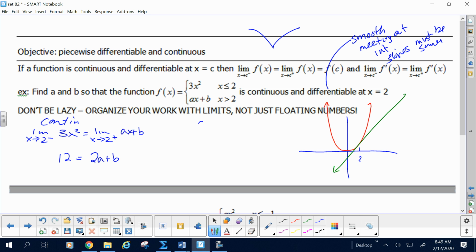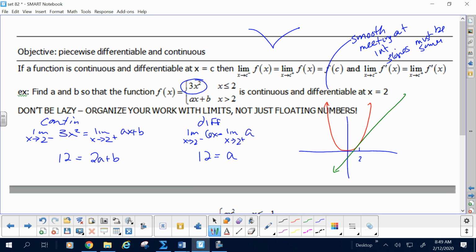Now, at that point, I don't have anything more to do, so I need to gather more information. For the differentiability part, I need their derivatives to match as you approach 2. So, the slope from the left. What's the derivative on the left? 6x. It needs to match the slope from the right. What's the derivative on the right? A. Now at 2, what does 6x approach? Or what slope does the parabola leave off with when they meet? Well, that means the line has to have a slope of 12.